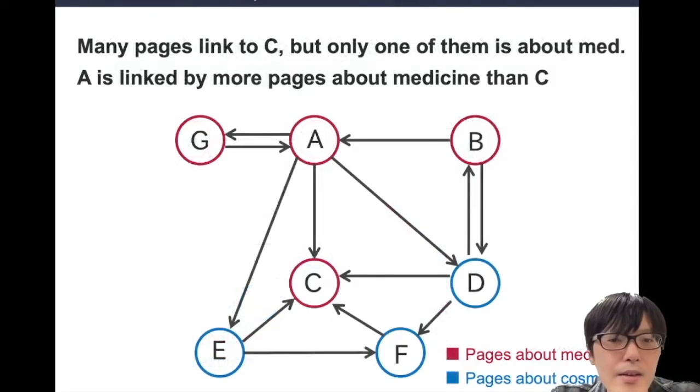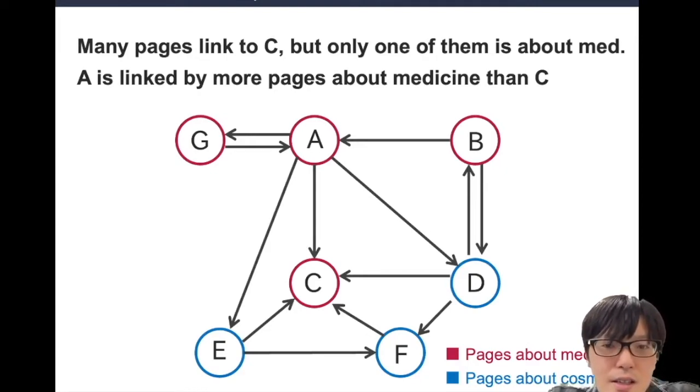So let's think about one example. Here is page C. Is page C important from the viewpoint of medicine? As you can see, 4 web pages link to page C: A, E, F, and D. But 3 of the 4 web pages, that is D, E, and F, are about cosmetics, not medicine. Only page A is about medicine.